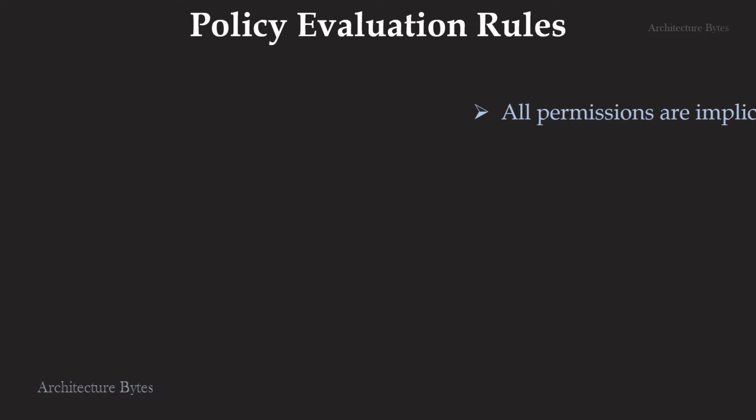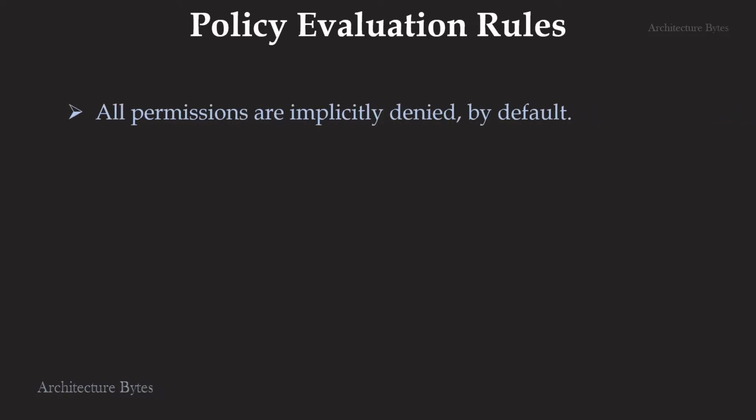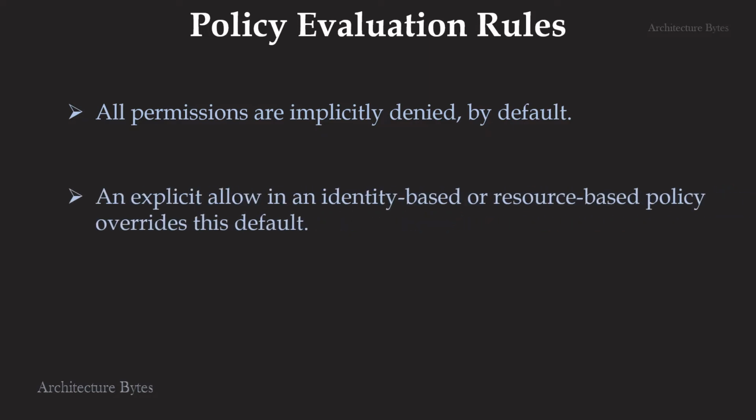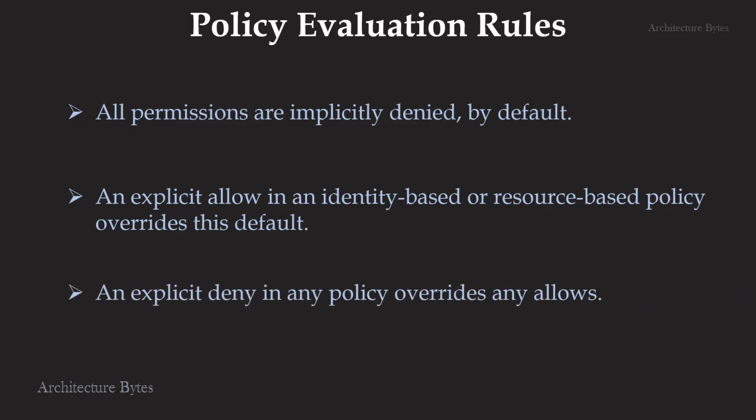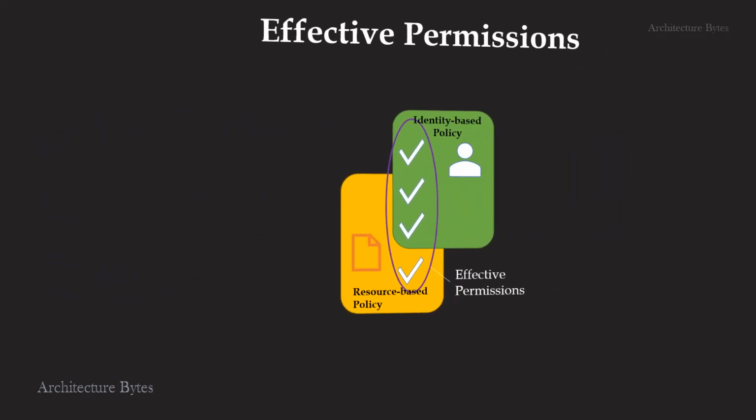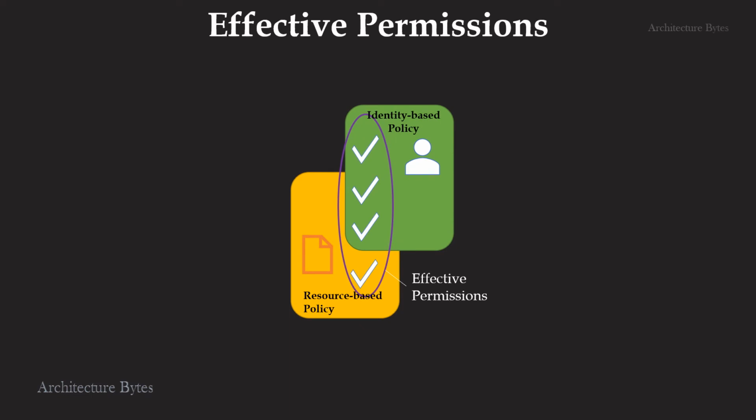Here are some quick policy evaluation rules. All permissions are implicitly denied by default. An explicit allow in an identity-based or resource-based policy overrides this default. An explicit deny in any policy overrides any allows. If both identity and resource-based policies are applicable, here is how effective permissions are arrived at.